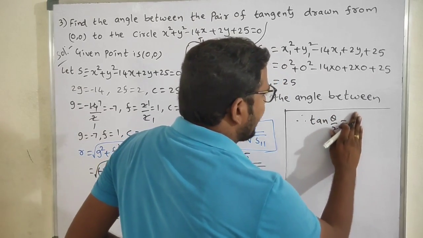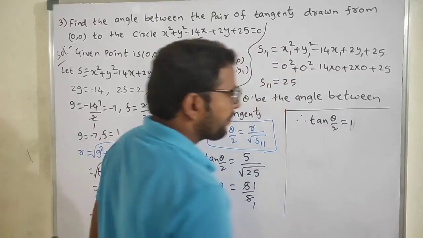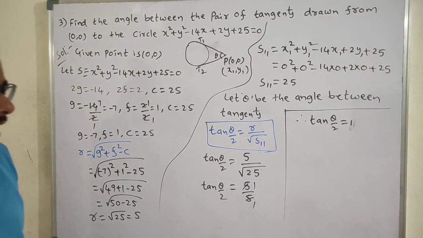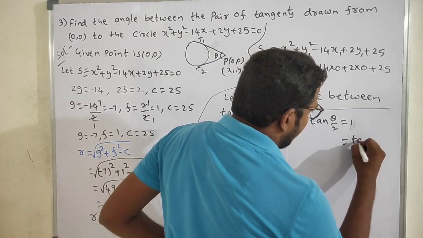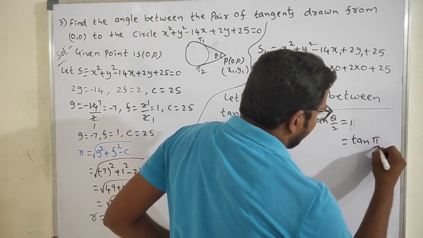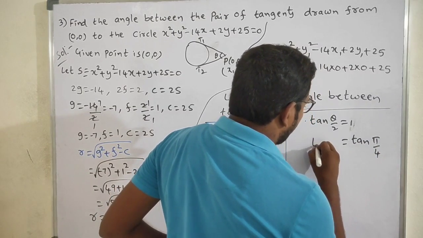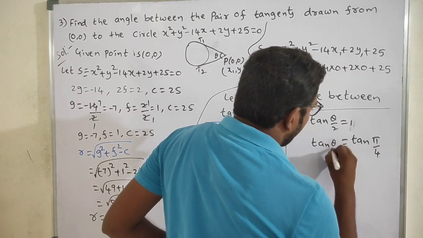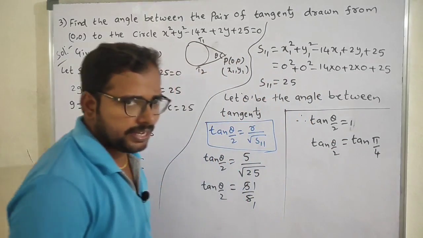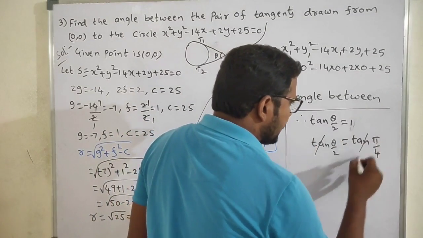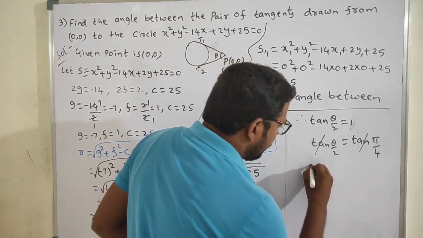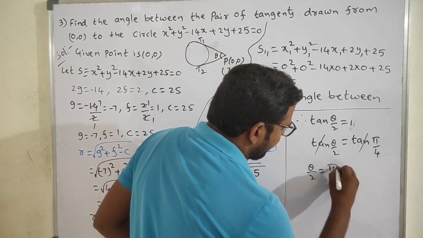అంటే 1 లో ఏదైనా tan రేషియో వస్తుందా? tan వాల్యూస్ ఎస్ వస్తుంది. tan 45 is equals to 1 is equals to tan pi by 4. Tan pi by 4 is equals to tan theta by 2. Pi by 4 అంటే 45 degrees. So tan cancel on both the sides. So theta by 2 is equals to pi by 4.